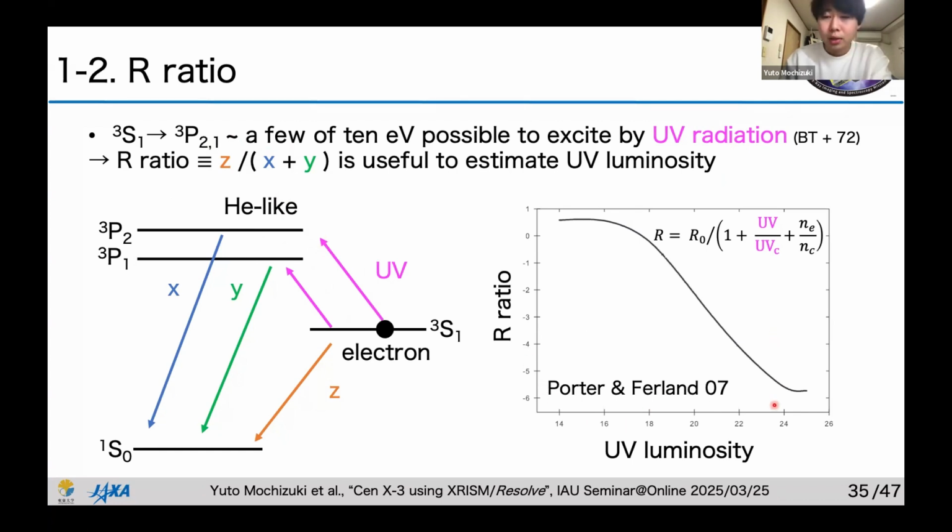Porter and Drake 2007 have shown the UV dependencies of the R ratio through radiative transfer calculations. As shown in the figure, the R ratio decreases as the UV luminosity increases because of the UV excitation effect.